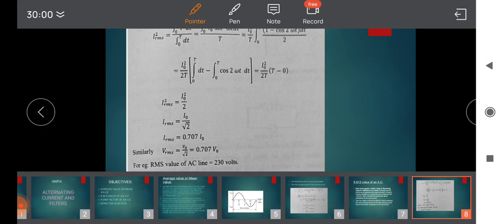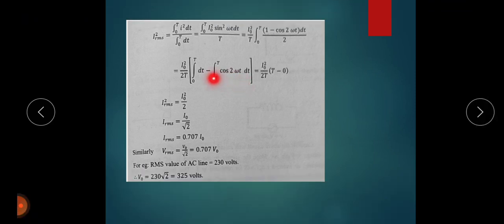That is sin 2 omega t, where omega is equal to 2 pi divided by T, we know that. Here T gets cancelled, 2 gets cancelled, remaining is pi. Sin pi is equal to 0, as well as sin 0 is equal to 0. That's why this whole term becomes 0.